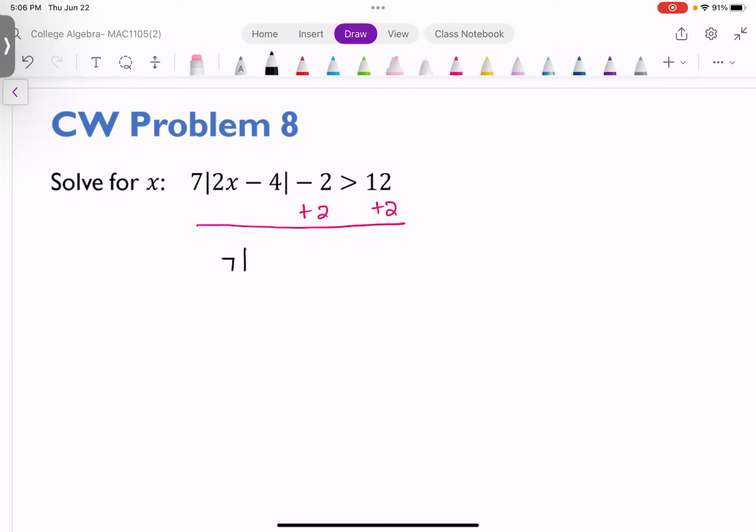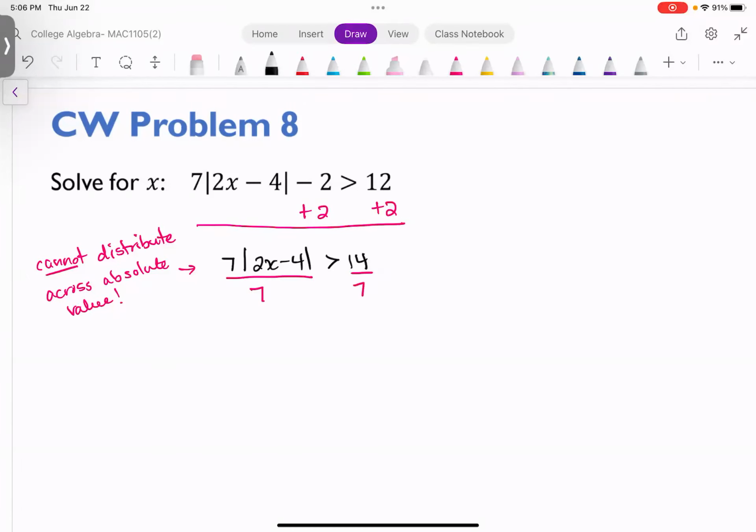That results in 7 times the absolute value of 2x minus 4 is greater than 14. You are not able to distribute multiplication across the absolute value bars. Instead, I have to undo multiplication with division. So I'll divide the left and the right side of this inequality by 7. On the left, I get absolute value of 2x minus 4. My inequality symbol is greater than, and on the right, I get 2.